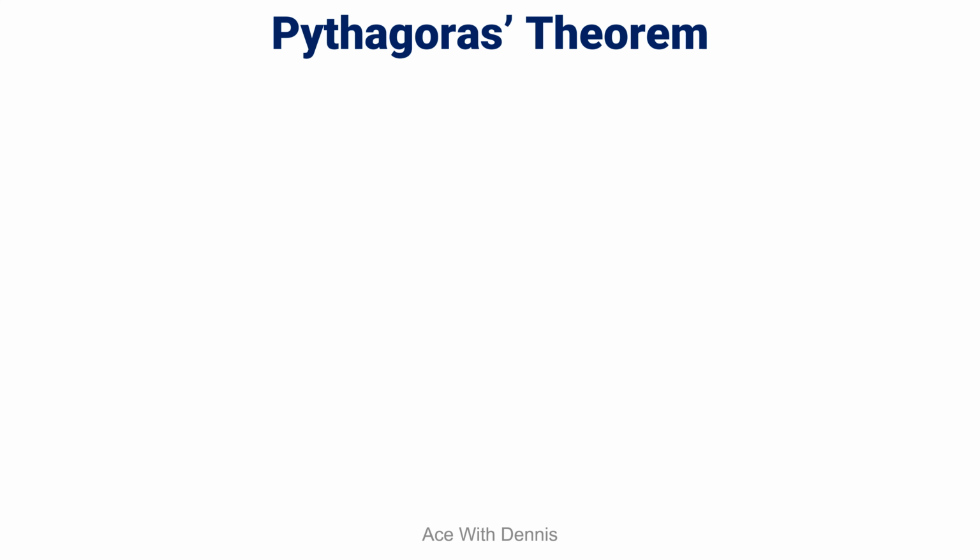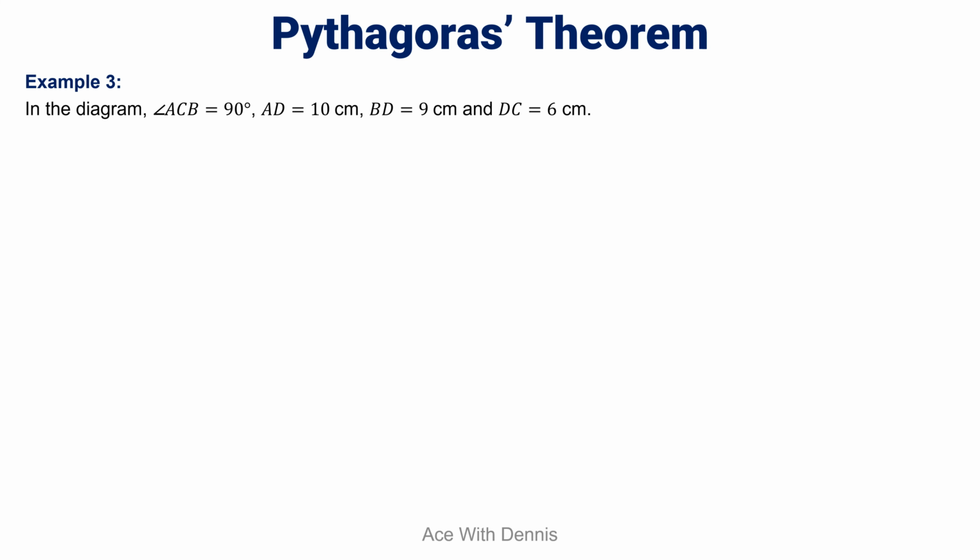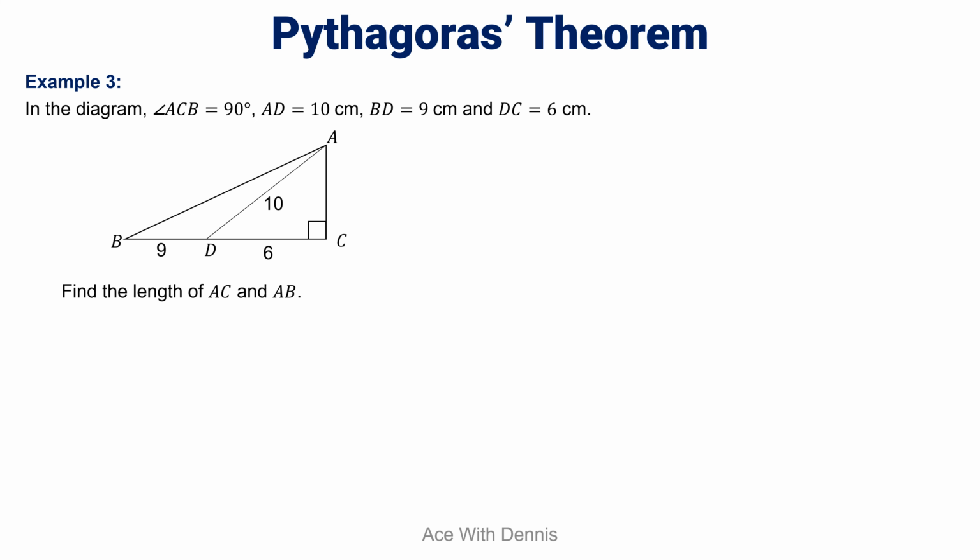Now, let's see one more example of how to use the Pythagoras Theorem. Example 3. In the diagram, angle ACB equals 90 degrees, AD equals 10 centimeters, BD equals 9 centimeters, and DC equals 6 centimeters. Find the length of AC and AB.